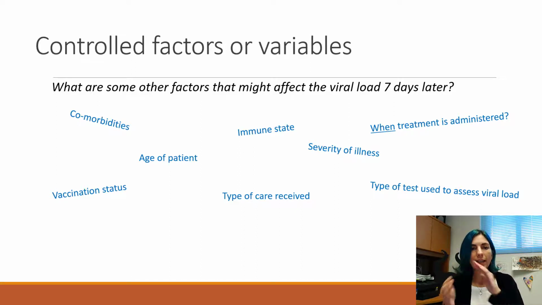So these are all things that I'm saying, I can see how these things might affect viral load 7 days later, and I want to make sure that I'm eliminating any of those variables. Otherwise, when I get my results, I don't know if any significant difference is in fact due to my treatment of ivermectin or due to the fact that everybody that was in my ivermectin group was also between the ages of 20 and 25, and everybody that was in my control group was over 80. You see the problem. Okay.